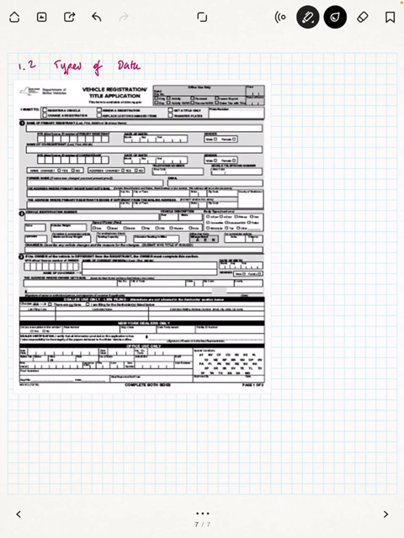Here I have a template. This is a vehicle registration form from the state of New York. I couldn't find one for California that was easily downloadable. But this is the sort of form that you would fill out if you wanted to register a car. And these fields here are asking for, in other words, they're collecting data from you. Now, they're voluntary response, so you're responding to this. You could lie, but let's assume that you're not lying. So what kind of data are they collecting from you?